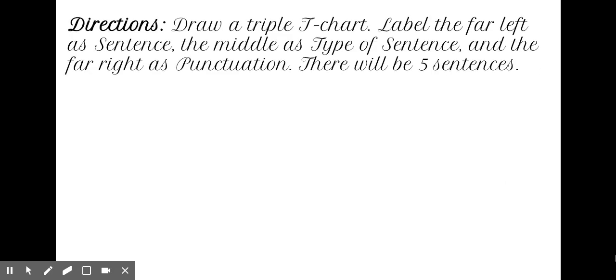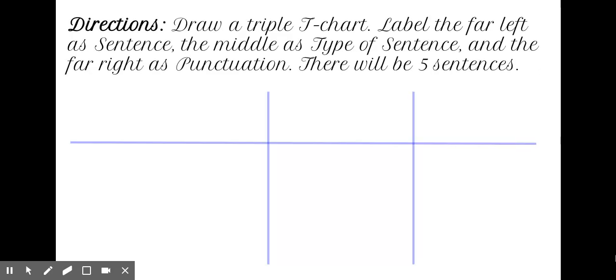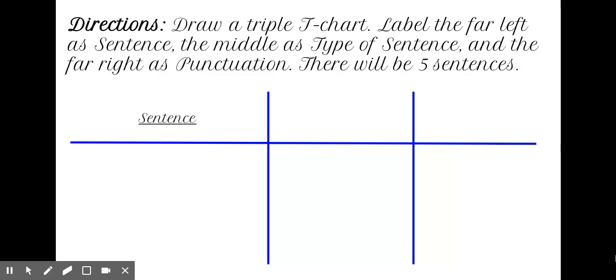For this part of the activity, I want you to create a triple T chart. Now, I want it to look something like this. You want to make sure, though, that the far left part of your chart, you give yourself way more space than you do for the middle section or the far right section. The far left, you're going to label as sentence. That's where you're actually going to write the sentence I'm going to give you. And then the middle column will be type of sentence. And then the last column to the far right will be titled punctuation.